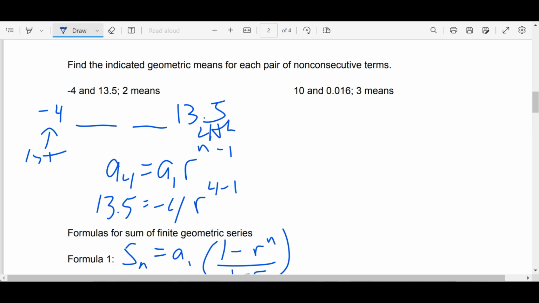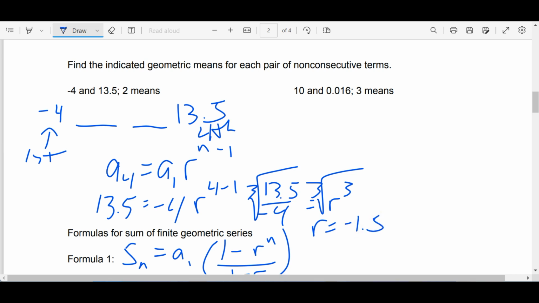So if I divide both sides by -4, I'm going to get 13.5 over -4 equals r to the third. Cube root both sides. Go ahead and calculate and cube root that. And what would you get? You will get -1.5 is your r. So if I multiply -4 by -1.5, you're going to get 6, and then you're going to get -9.